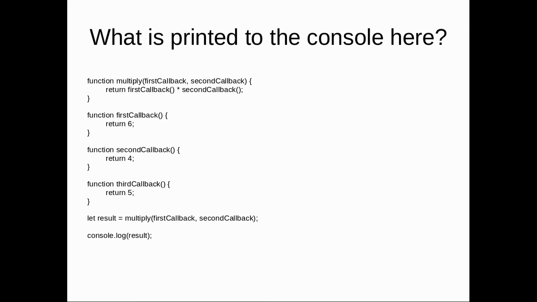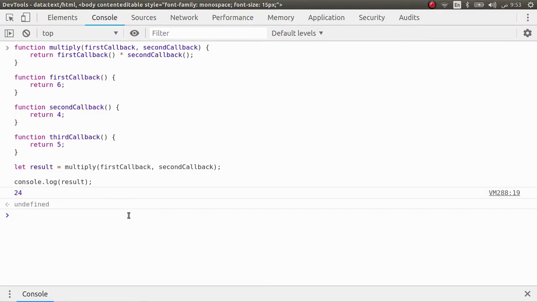Now that you have seen how callback functions work, it's the time for a little quiz. In this problem, what is printed to the console right here? Take 10 seconds to think about it. Okay, let's try it in the console and see what is printed actually. On execution, 24 is printed to the console.